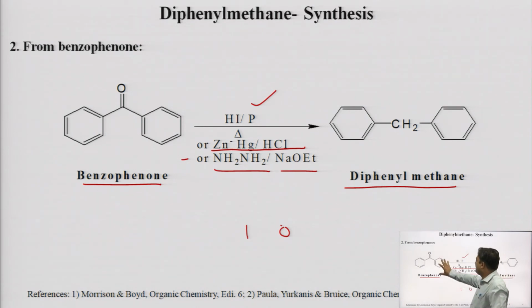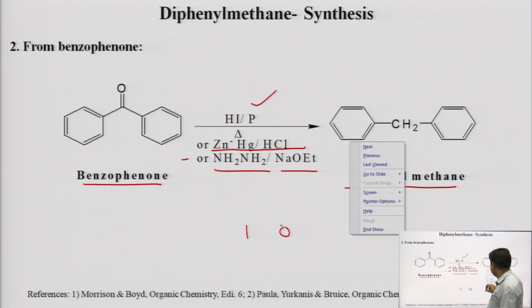In the first reaction, benzophenone is heated along with phosphorus and hydrogen iodide. So, reduction occurs. This particular CO group, the carbonyl group, gets reduced to the CH2 group, the methylene group.